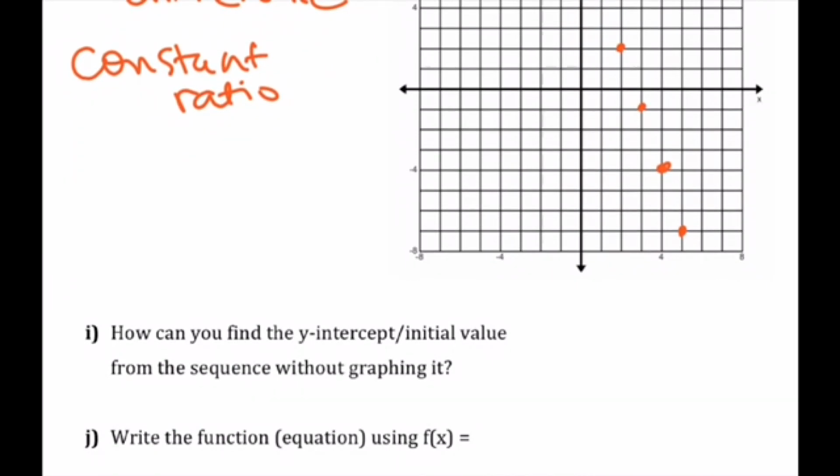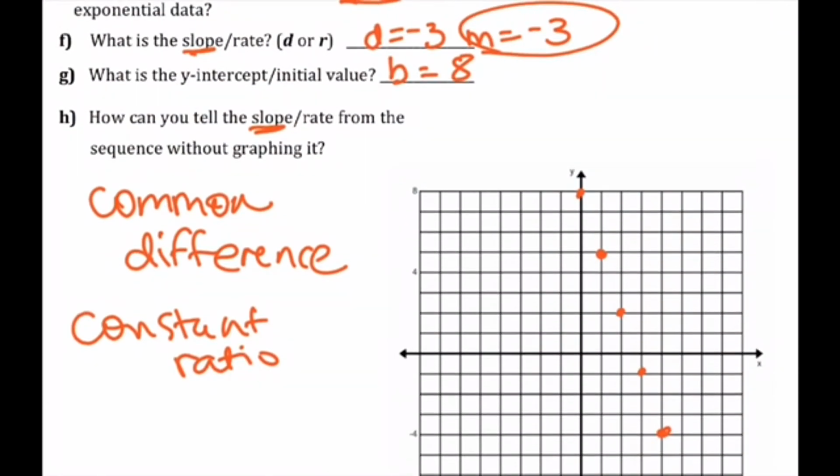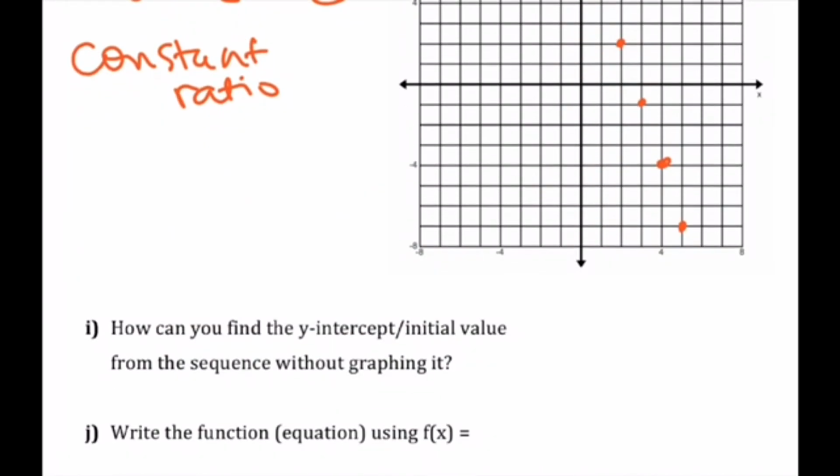How can you find the y-intercept or initial value from the sequence without graphing it? So if I wouldn't have done this and continued up here, how would I get that? Okay, Preston. Just do a sub 0. Yep, a sub 0. All right, write the function or equation using f of x.